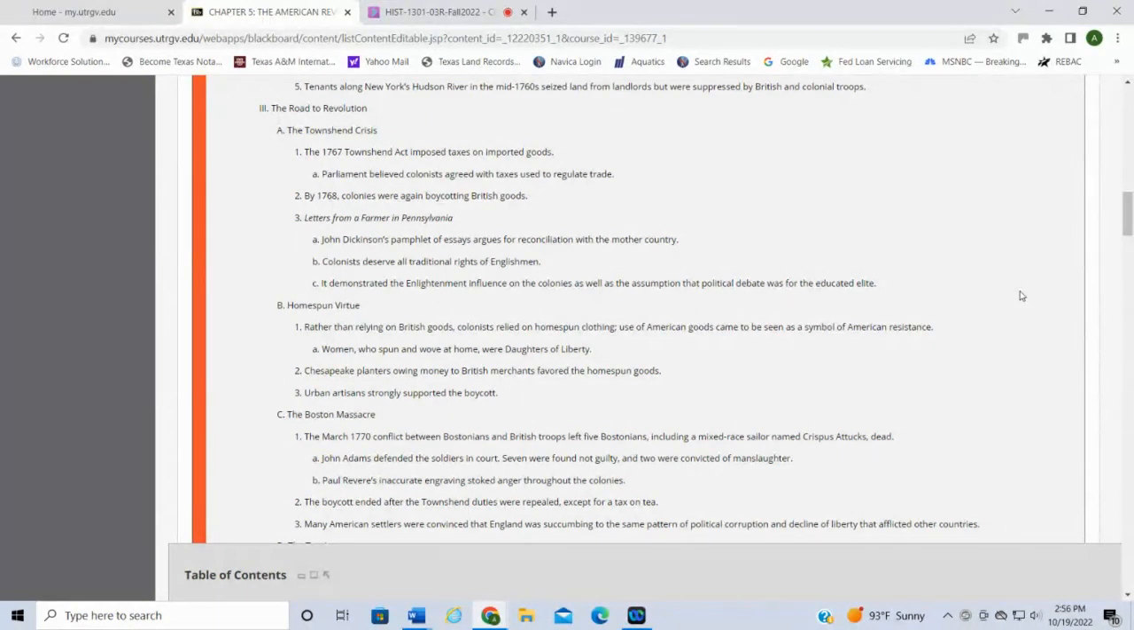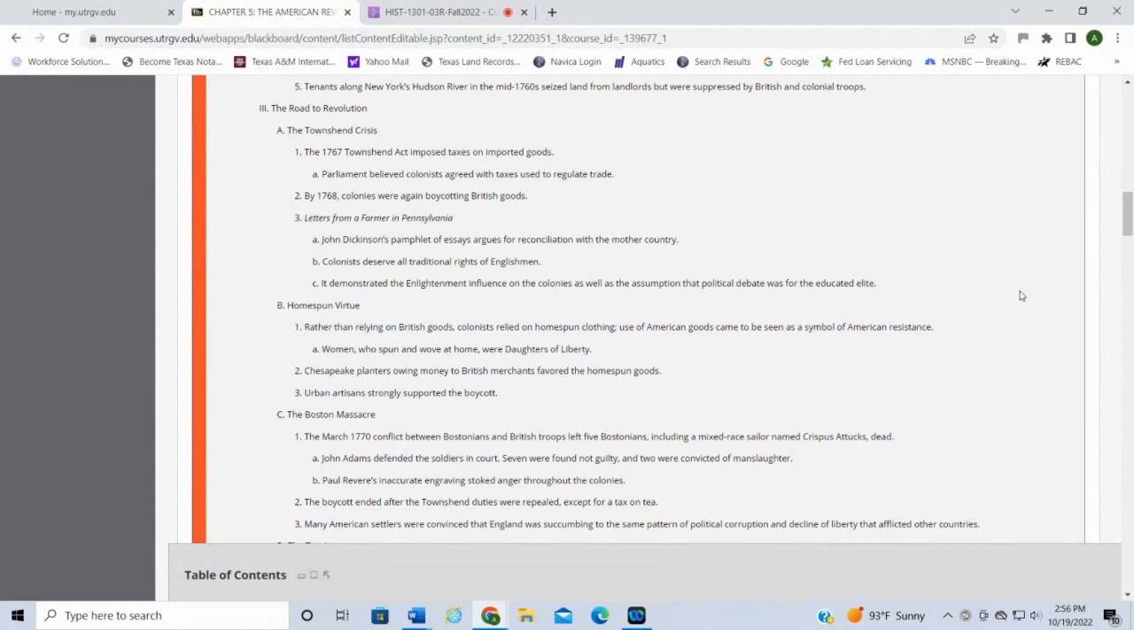The 1767 Townshend Act imposed taxes on imported goods, and Parliament believed colonists agreed with taxes used to regulate trade. So the idea was that the colonists were not cool, at least Parliament thought this way. The Parliament thought that the colonists were not cool with being taxed generally by everyone, but instead taxing consumption. And let me kind of explain this. This is kind of an economic concept here.